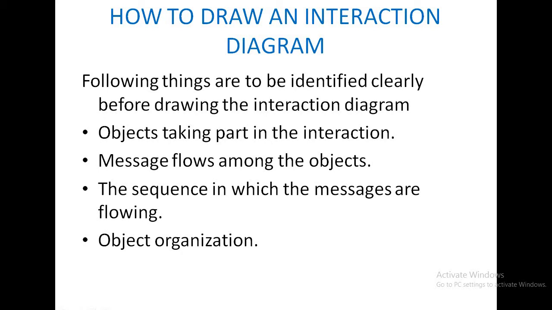First is the different types of objects, how messages flow among different types of objects, then the sequence in which the messages flow, which one is sent first and which one is sent second, then the organization of different objects. These things are generally visualized in the interaction diagram.